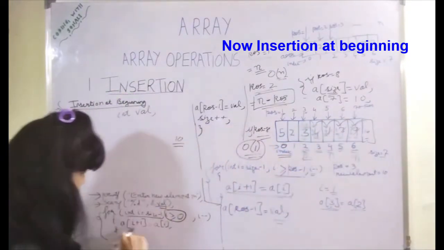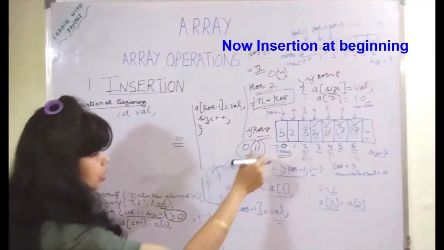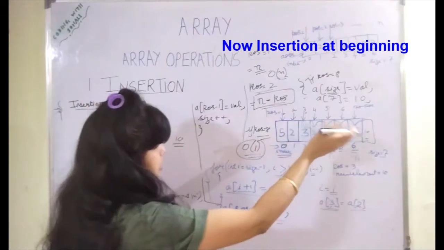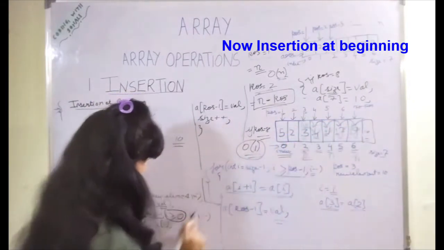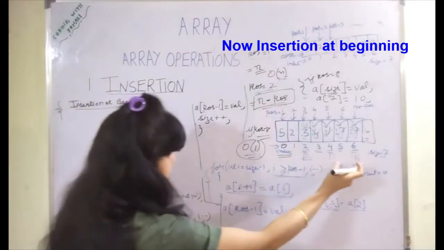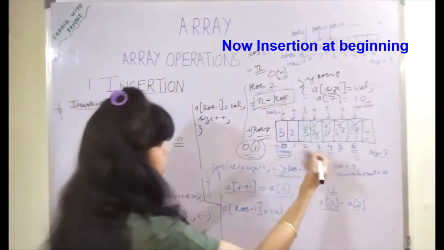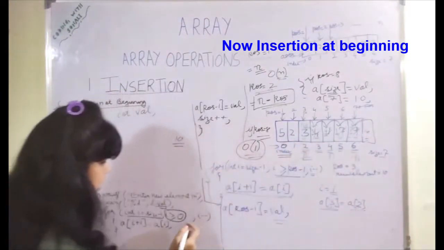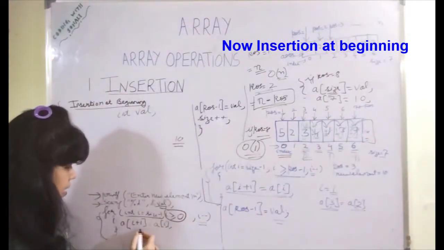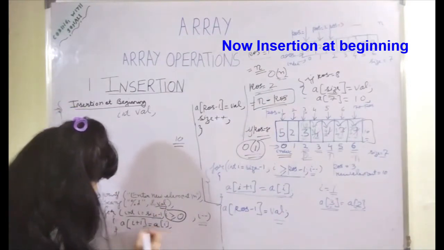that is from n to the 0th index we want these operations to be performed, because we know that we have to do these shifts till we reach index 0. Therefore it should be greater than or equal to 0, and decrementation, because we are moving vice versa from n to the beginning. Therefore we have to decrement, and the same thing, that is a of i plus 1 is equal to a of i, will remain as it is.